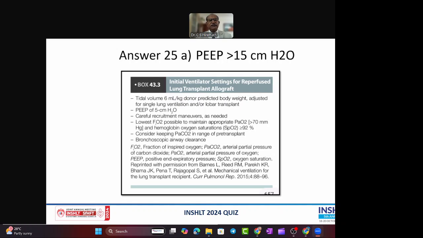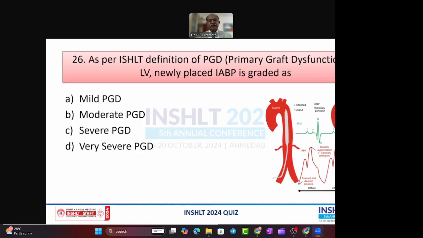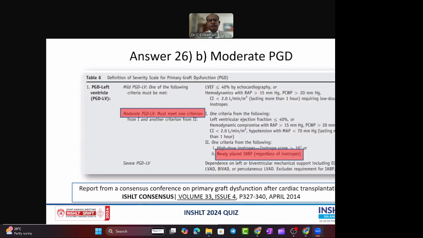I think Dr. Chitan will come now. Yeah. As per ISHLT definition of PGD, that is primary graft dysfunction of LV, newly placed IABP is graded as? So the answer is moderate primary graft dysfunction.